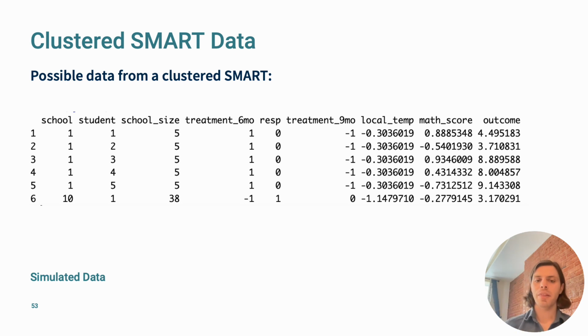Then treatment 6 month, that column is our A1. So school 1 was assigned to A1 equals 1. School 10 was assigned to A1 equals -1. The next column is response. So school 1 was a non-responder, so the entire school gets a value of 0. School 10 was a responding school, so the entire school gets a 1 because the entire school is a responder. Treatment 9 month is A2, so school 1 gets A2 equals -1. School 10 was a responding school, so they aren't re-randomized.